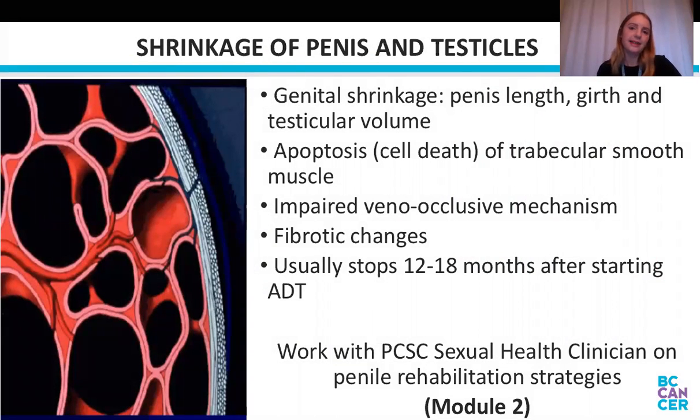And when testosterone is not available, the penile tissue doesn't work the way it used to, meaning less blood is flowing into the penis, causing the tissue to shrink over time. Genital shrinkage is very common. About 93% of men experience this. The maximum shrinkage is about 1 to 1.5 centimeters and typically stops 12 to 18 months after starting treatment.